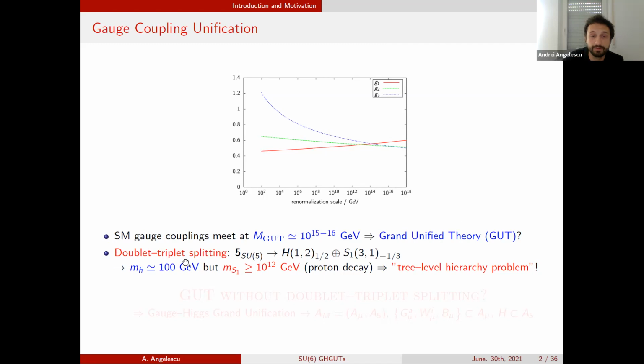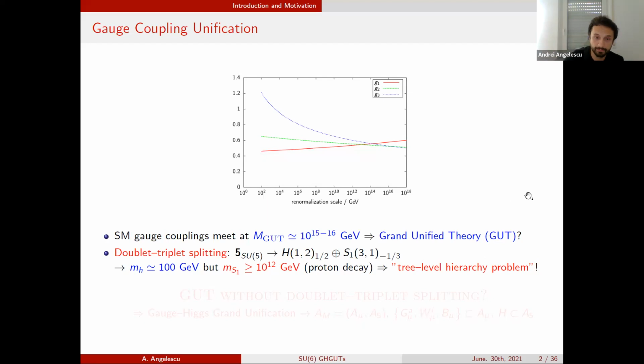This is known as the doublet-triplet splitting problem, because for example, if your interactions unify in SU5, your Higgs is going to have an SU5 partner, and this partner has to be very, very heavy in order to suppress proton decay. And at the same time, you have to somehow engineer a separation between these huge scales, 10 to the 12 GeV, and the Higgs scale. And this is also a fine-tuning problem. It's in some sense a three-level hierarchy problem.